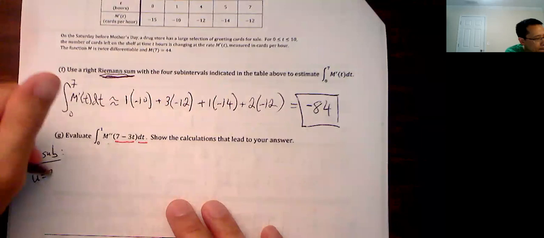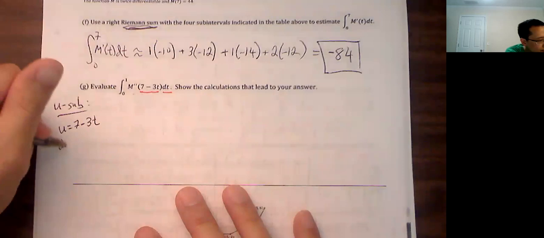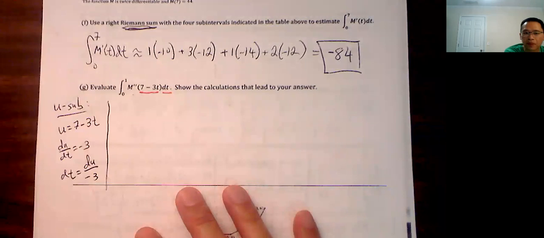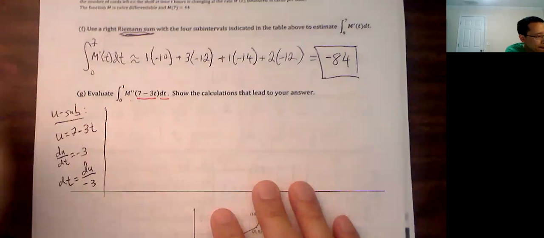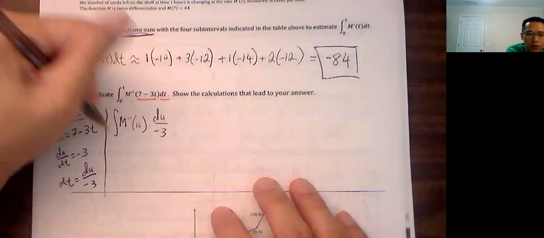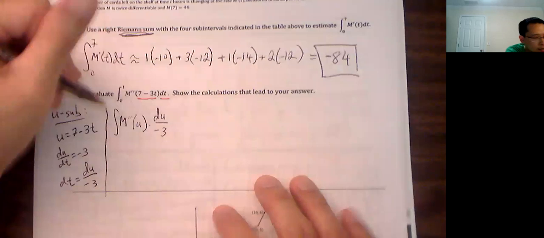Okay, my derivative. dt, cross multiply. And I'll start making my substitutions. M double prime of u, dt gets replaced with du over negative 3. Pull the negative 3 out, careful, it's in the denominator, so when it comes out, we also want to make sure that it stays in the denominator.